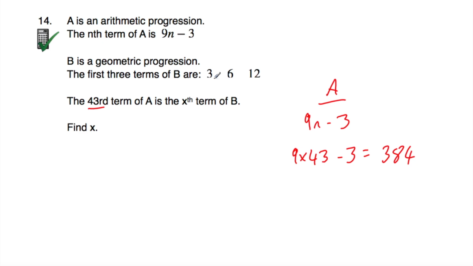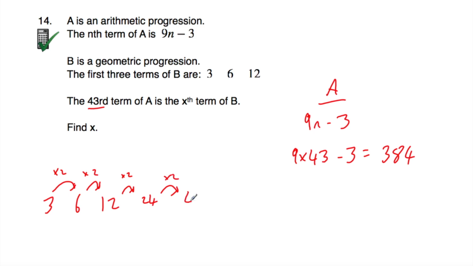Now we want to find out which term in the sequence it is in B. In B we've got 3, 6, 12. Each time we're doubling, we're multiplying by 2. Let's carry on and find where 384 is. If we multiply by 2, that's equal to 24. Now you might think this is going to take lots and lots of time, but we are doubling, so it's going to get quite big quite quickly, so don't worry.